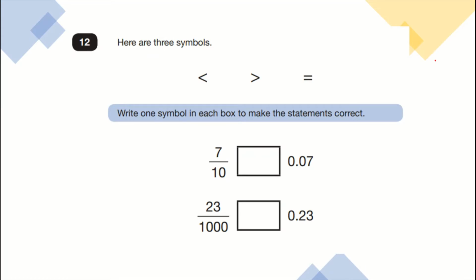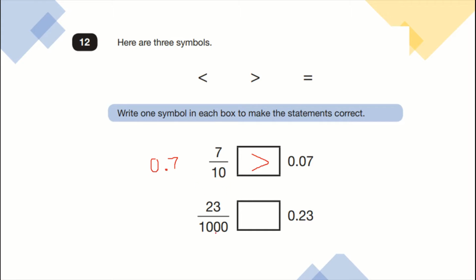Question 12. Here are 3 symbols. Write one symbol in each box to make the statements correct. So what I would do first is make all the numbers into decimals. So 7 over 10, that's basically 7 divided by 10. And when we're dividing by 10, we move the decimal place along 1 point. So this number would be 0.7. Now we're going to use this one here, like so, because if we imagine it as a crocodile, and this is its mouth, it eats the bigger number. And this fraction is the bigger number.